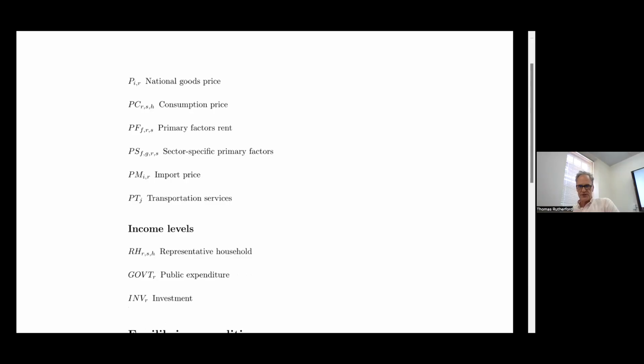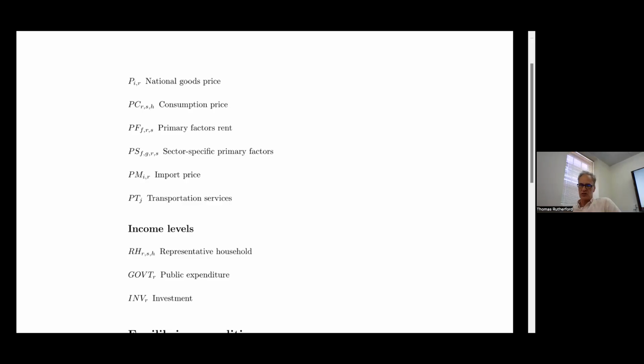And then representative household, and that's by R, S, and H. For all regions other than the US in this model, there's only one S. S is the subregion. In the US, the subregions correspond to states. In the other regions, other countries, that's just one composite subregion for each country. And then we have H.